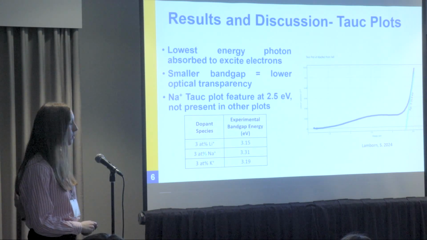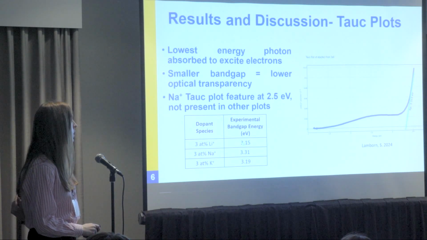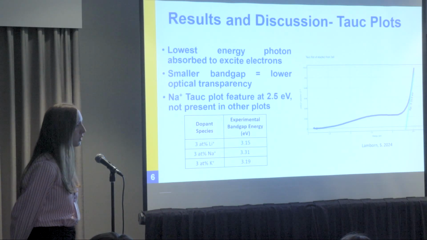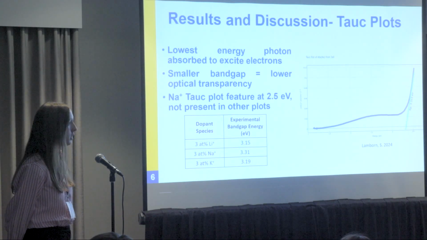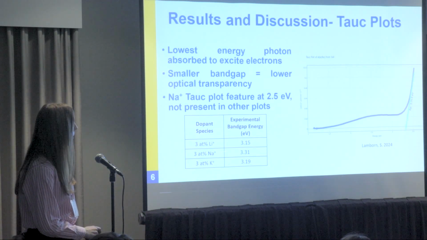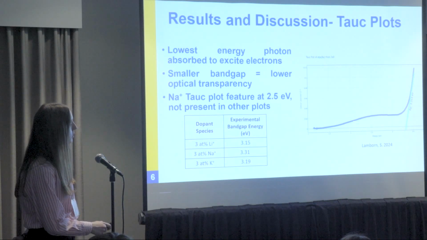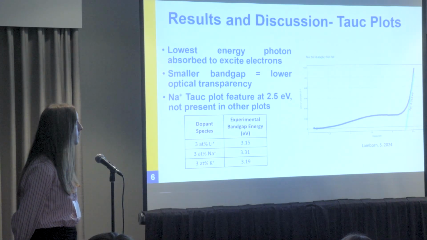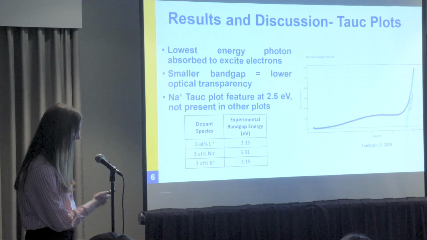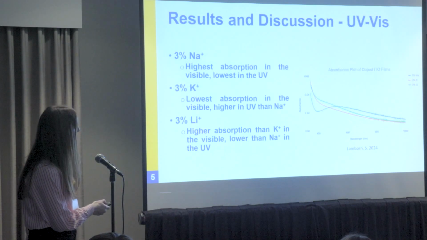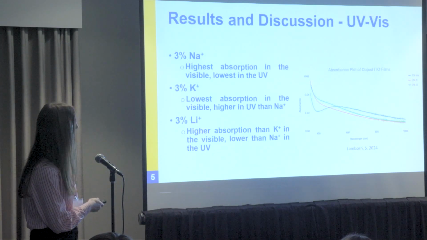The band gap energies that we determined fall within our 3 to 4 electron volt range that we were looking for, but the sodium had the highest optical band gap. Additionally, it had a feature around 2.5 electron volts that was not seen for the other plots, but is consistent with this feature seen on the UV-Vis data.